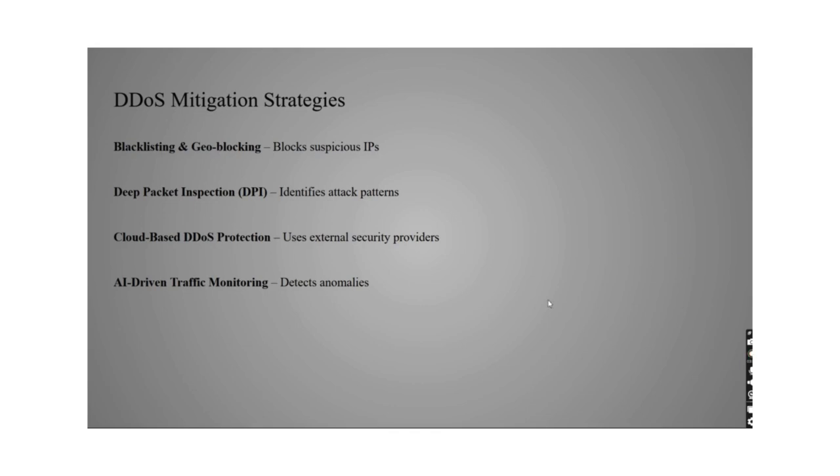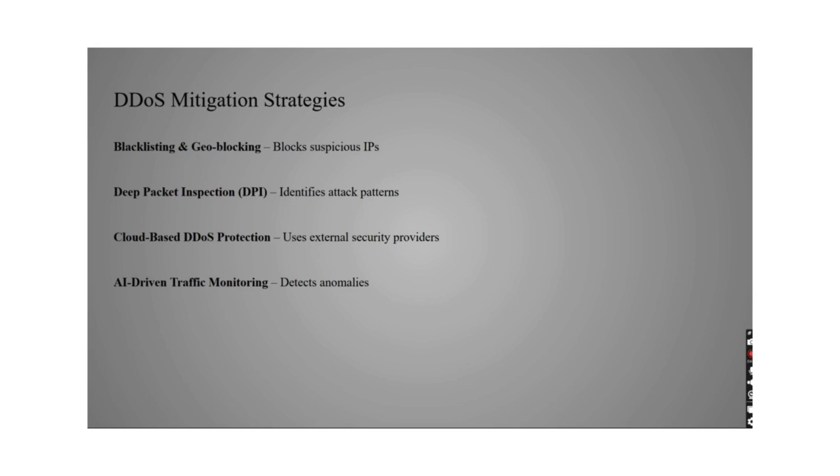DDoS mitigation strategies. Basically, these are the four strategies I have mentioned here. The first one is blacklisting and geo-blocking. It blocks suspicious IP addresses or traffic from high-risk regions. For example, a website blocks traffic from a country known for cyber attacks to prevent threats. This is a very known example. Deep Packet Inspection, that is DPI, analyzes the data packets to detect and block malicious traffic.